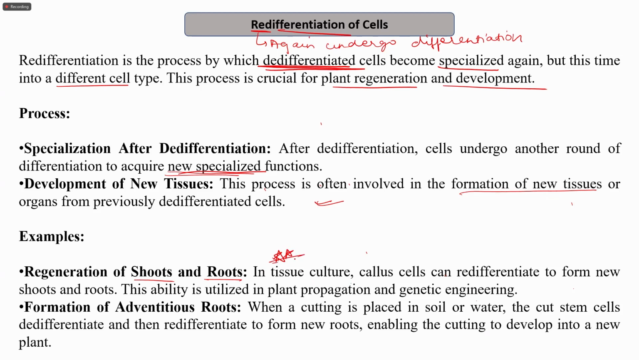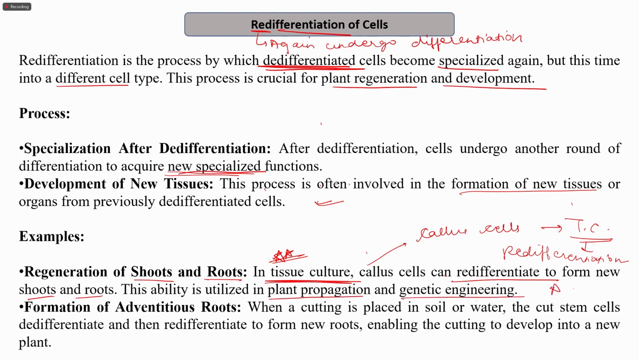This might be asked: in tissue culture, callus cells can redifferentiate to form new shoots and roots. So we carry out tissue culture using the callus cells, right? So callus cells are used in tissue culture, TC, where they undergo redifferentiation to form new shoots and roots, and this ability is utilized in plant propagation and genetic engineering. So these are certain uses also of the mechanisms that happen within the cell.